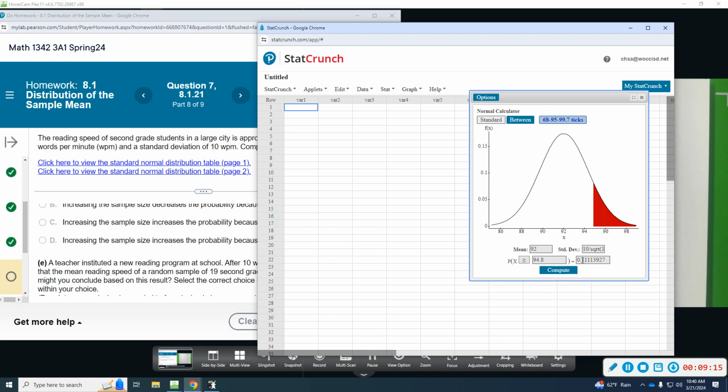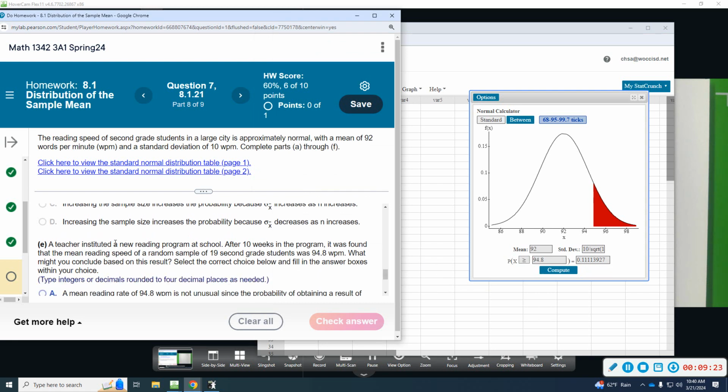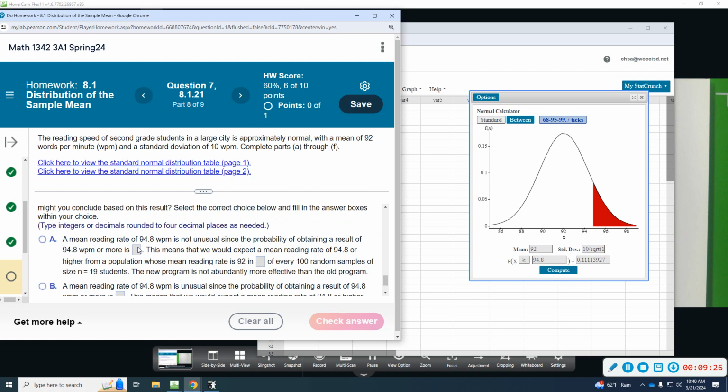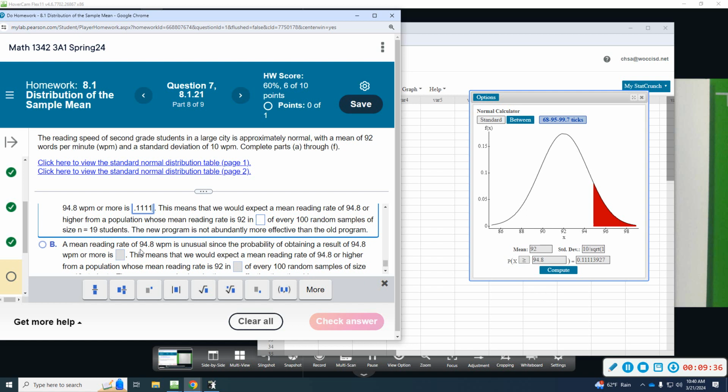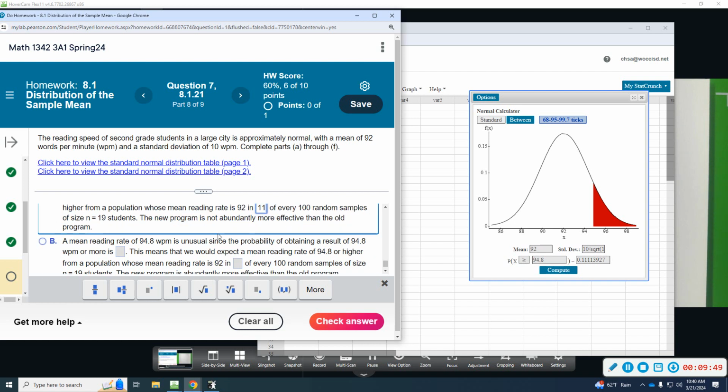So from there we get 11%, 0.1111, and that will not round. So this is greater than 5%, so that means it is not unusual. So the probability of doing that or more is not unusual. So A is the one we want to go with, 0.1111. We would expect, if I multiply this by 100, because that's what this is, that would be about 11, and that will not round to a larger whole number.